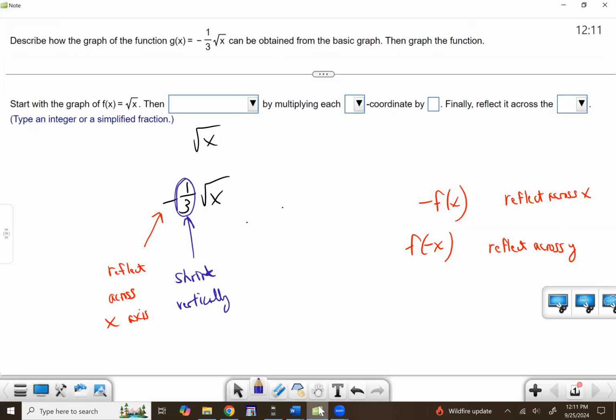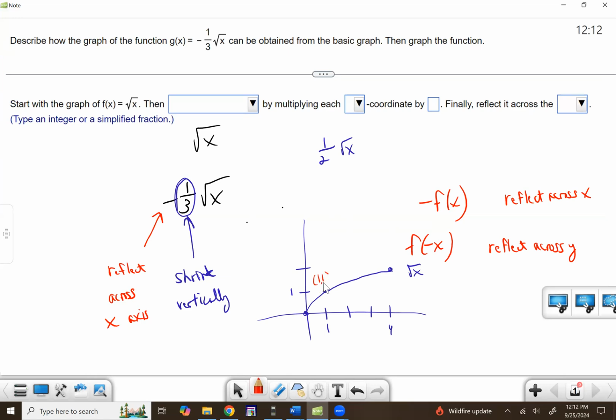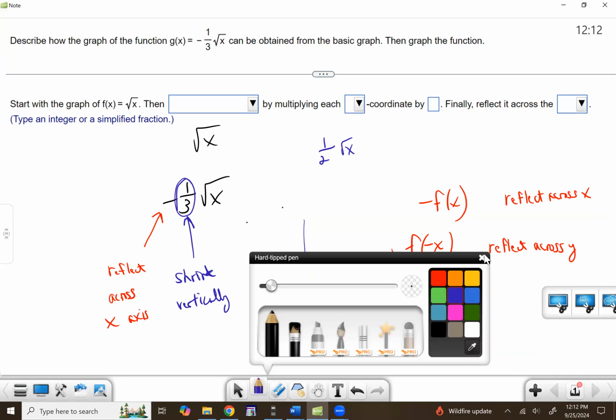Okay, so just so that you understand, let's say I had a graph like the parent function. Okay, so it goes through 1, 1, and it goes through 4, 2. Okay, so here's the parent function. Let me throw a 1/2 in front of it. We said that we're just going to be taking every single y coordinate and multiplying it by a half, right? So if we take this 1, 1, and we take this 4, 2, and we take this 0, 0.